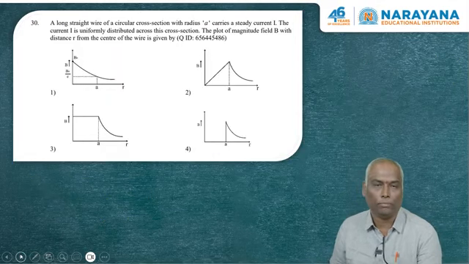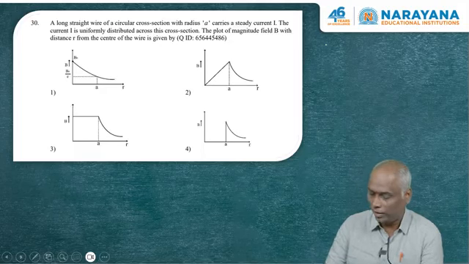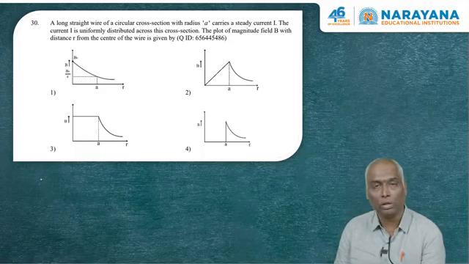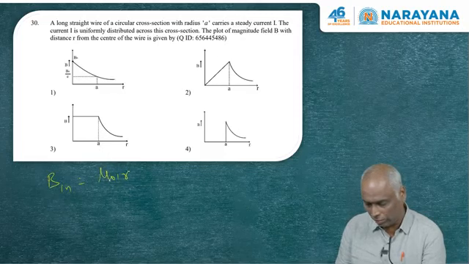Next, question number 30. A long straight wire of circular cross section with a radius A carries a steady current I. The current I is uniformly distributed across the cross section. The plot of magnitude of field B with a distance small r from the center of the wire is given by. So we know very well that the value of magnetic field induction at a distance small r inside a uniformly current carrying conductor is given by B inside equals mu naught I small r divided by 2 pi capital R square. Capital R is the radius.